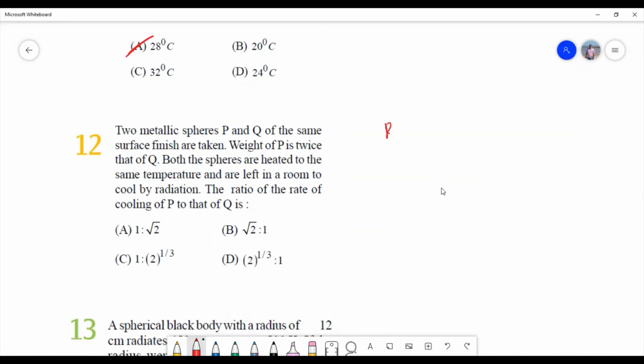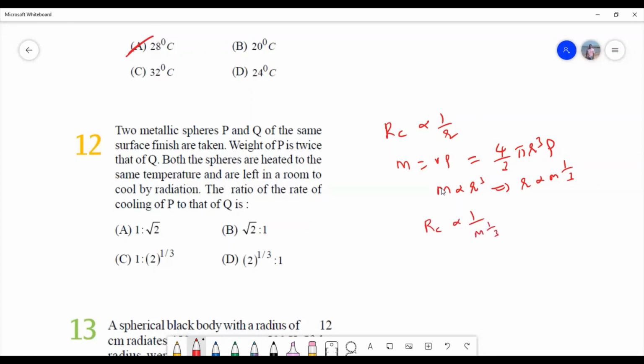I said the rate of cooling is inversely proportional to r. But we know that mass is equal to volume into density. Volume is 4 by 3 pi r cube into rho. So from that I can write m proportional to r cube, so r proportional to m power 1 by 3. Therefore, the rate of cooling is inversely proportional to m power 1 by 3.